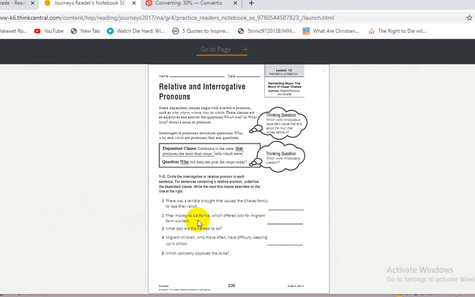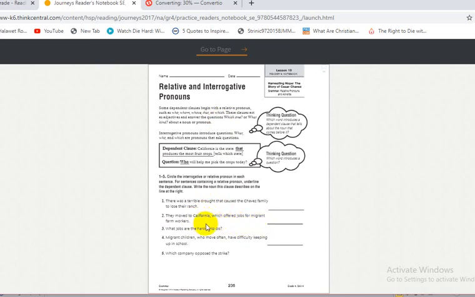They moved to California, which offered jobs for migrant farm workers. So, which clause here is our dependent clause? Which offered jobs for migrant farm workers, right? And which here is our what? Our relative pronoun. We said that which is a relative pronoun. And what does which here describe? It describes California, right? They moved to California, which offered jobs for migrant farm workers.